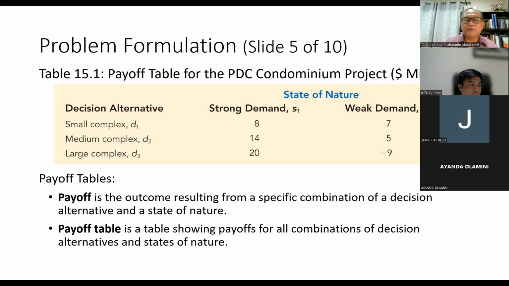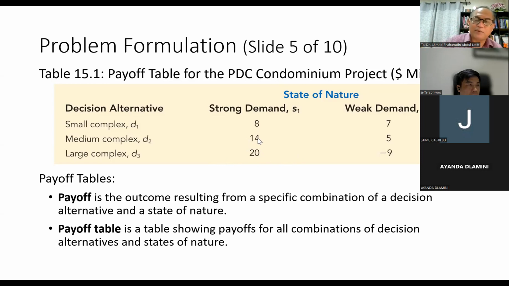For a medium complex, when there is strong demand, of course you have 60 condominiums, so they will make 14 million. Weak demand, we have 5 million because the cost for developing 60 condominiums is higher, and with the higher cost, the margin will be lesser. For a large complex of 90 condominiums, when there is strong demand, you will make a large profit, 20 million. But when there is weak demand, you will lose 9 million because the cost of developing large complexes is more expensive. So you look into the payoff. This is the payoff table.